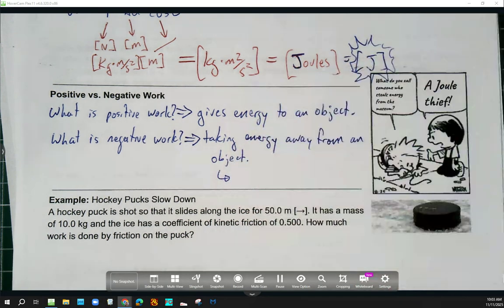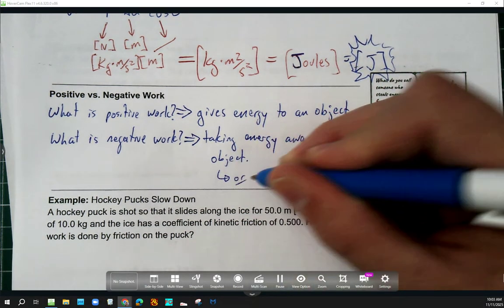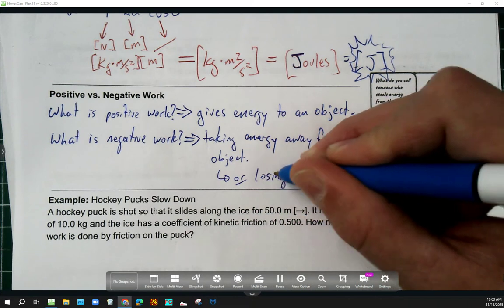Sometimes people will phrase it as losing energy. So, energy loss.